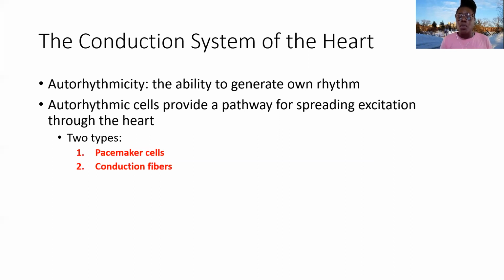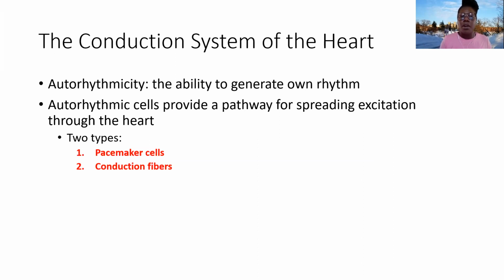So autorhythmic cells also provide a pathway for the spread of this electrical activity throughout the heart. And so there are two types of autorhythmic cells. We've got pacemaker cells. These are the initial cells that have the fastest pace, and they're going to start the action potential, as I mentioned. So they're going to set the tone for the rate and rhythm of the heartbeat as we know it.